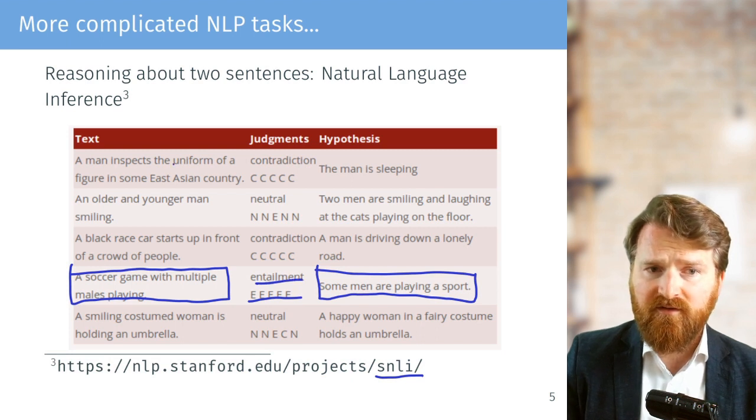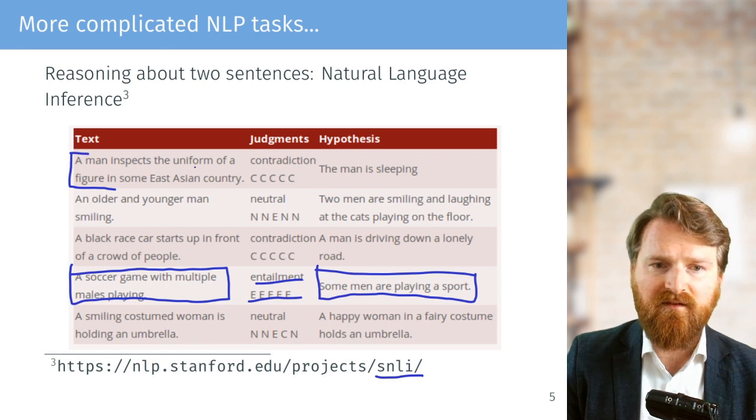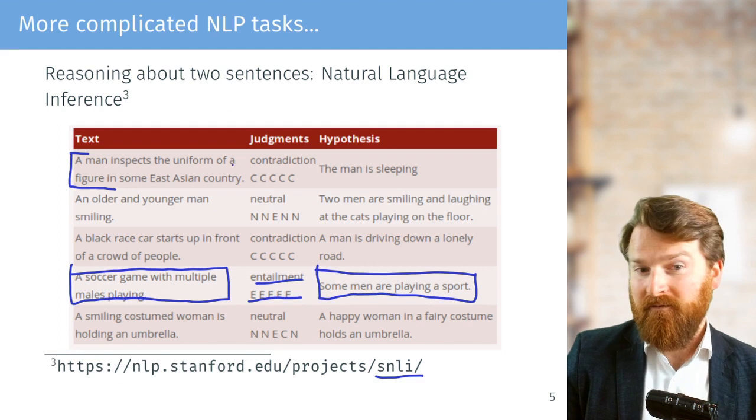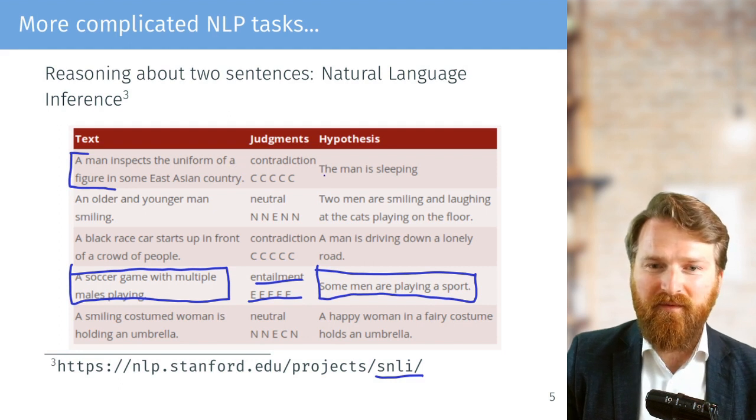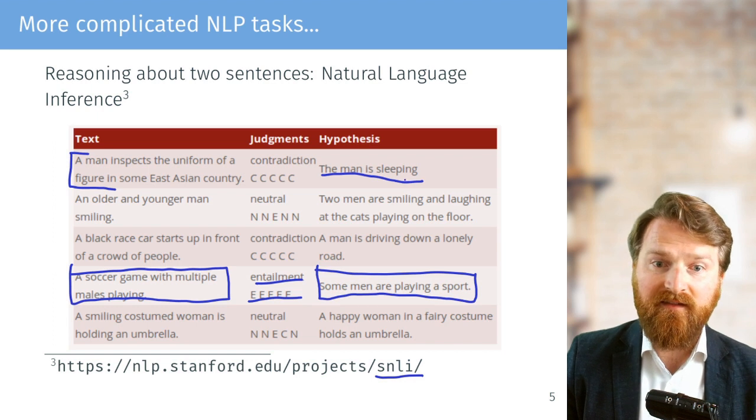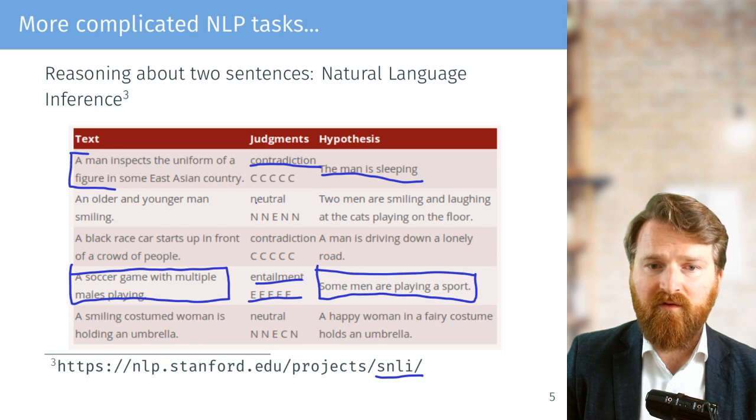There could be a contradiction like here. There is a description of a scene: a man inspects the uniform of a figure in some East Asian country, whatever it means, and the hypothesis text is the man is sleeping, which is definitely not entailed, and therefore it's a contradiction. This is another class in this task, and of course there is a third class called neutral, when these two sentences have nothing in common.